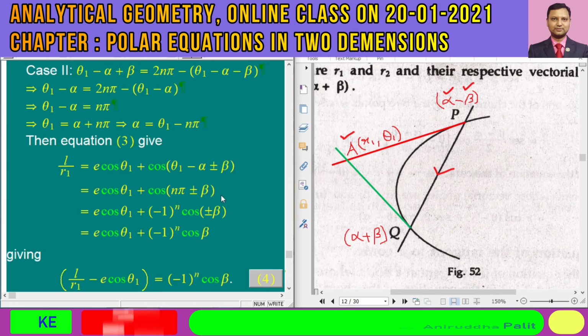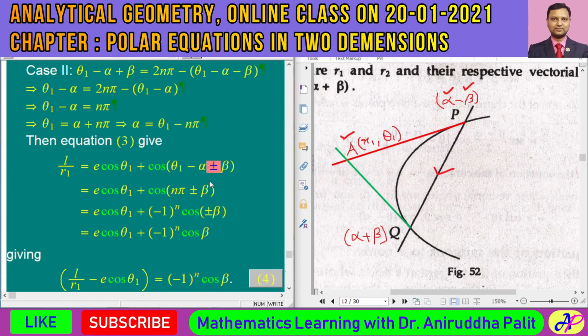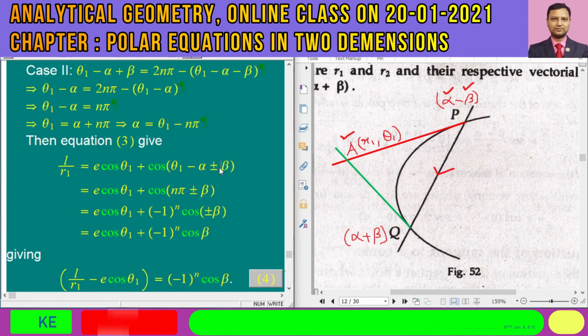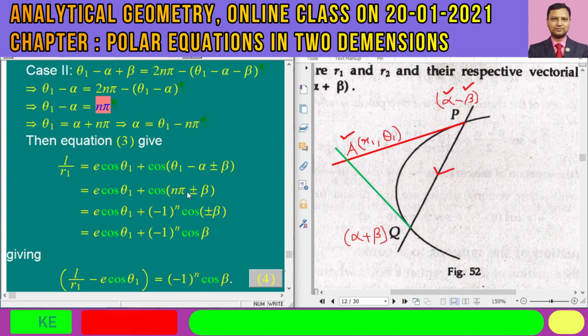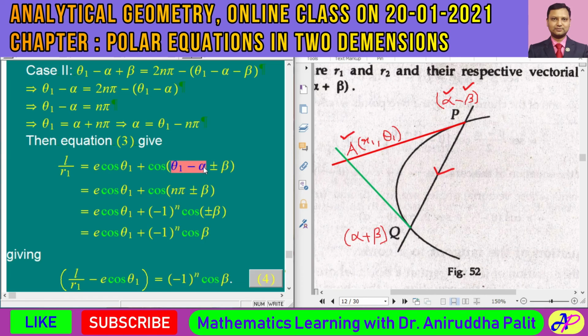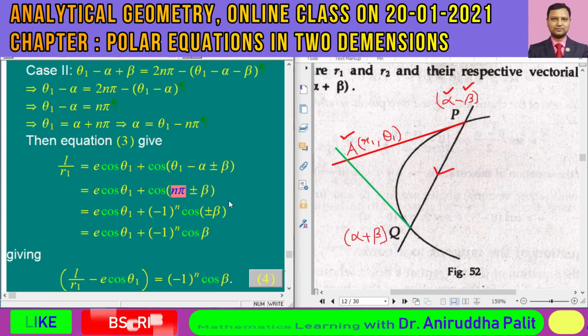And in that case, combining these two, we can write it in this fashion: L by R1 is equal to E cos theta 1 plus cos of theta 1 minus alpha plus minus beta. And what is theta 1 minus alpha? Theta 1 minus alpha should be equal to n pi. So in place of theta 1 minus alpha, we are putting n pi.